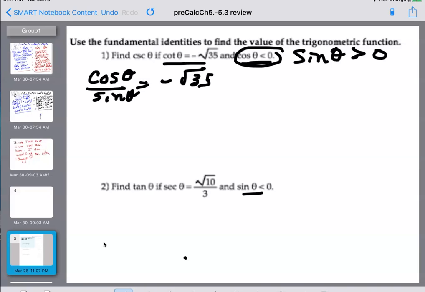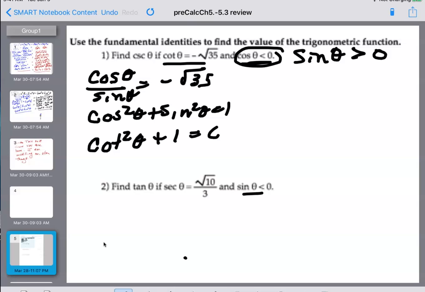So now, keeping in mind why I'm here, to find cosecant. And cosecant is going to be, what I'm thinking on this is I've got cosine squared theta plus sine squared theta is equal to 1. If I divide by sine squared theta all the way across, I will have cotangent squared theta plus 1 equals cosecant squared theta.